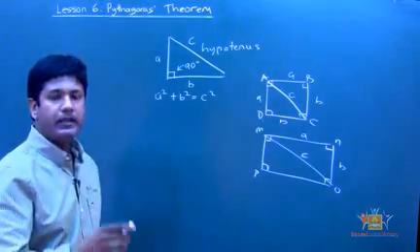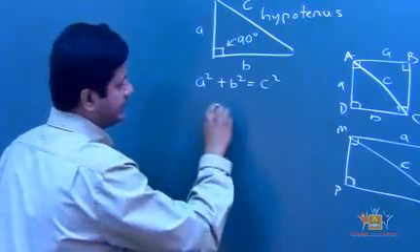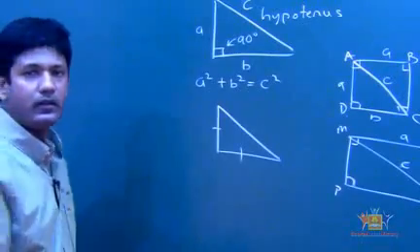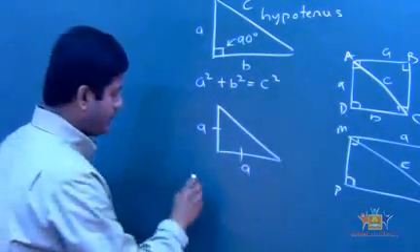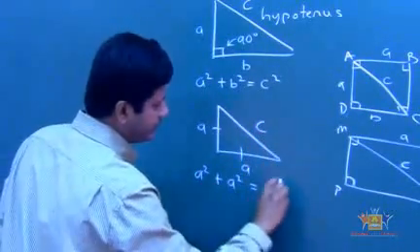Now, keep in mind if it's an isosceles right angle triangle, that means the two sides are the same. So if this is A, this is also A. That means what? A squared plus A squared equals C squared.